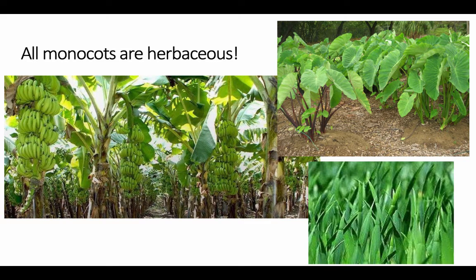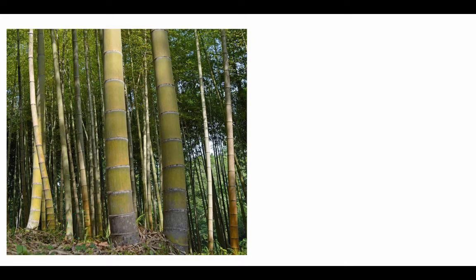On the other side, all monocots are herbaceous. Now, I'm going to give you some examples. One is grass. Everybody knows grass, or the grass family. The other one is bananas and taro. These are all monocots, so they're all herbaceous. Now, there are some monocots that can produce some really strong tissues, and some people would say that those are wood-like tissues or woody tissues. They're not true wood, so don't get fooled by that.